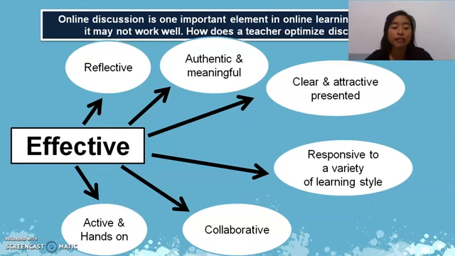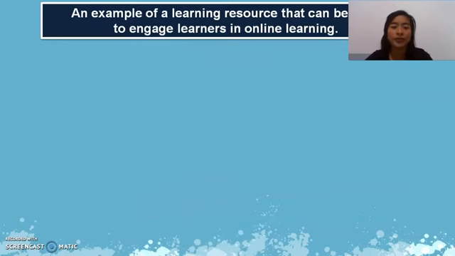Then, active and hands-on. Active and hands-on mean that the teacher should provide material that is not only reading and not only writing, but other things involving creativity and innovation. The next question. Give an example of a learning resource that can be used to engage learners in online learning.